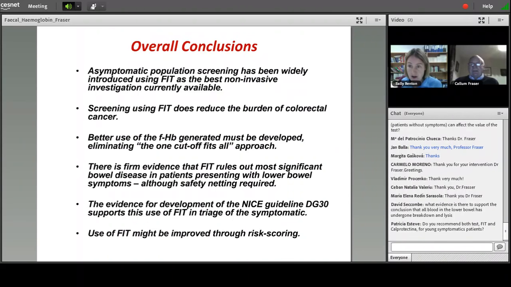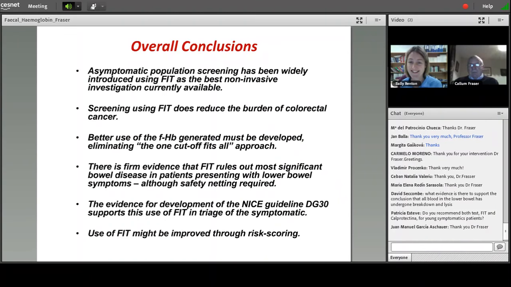So we do have another question. This is from David Seacombe in Canada, who I've also had some communication with. And David's asking, what evidence is there to support the conclusion that all blood in the lower bowel has undergone breakdown and lysis? Very interesting question. So shall I repeat that question, Callum? Yes, I can read it.